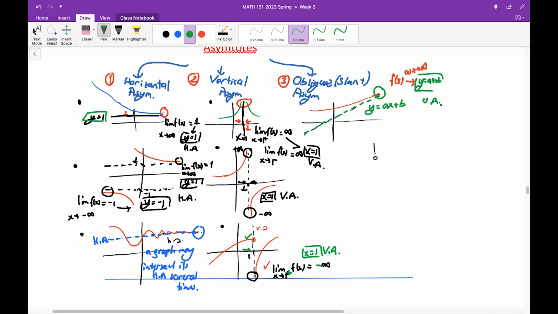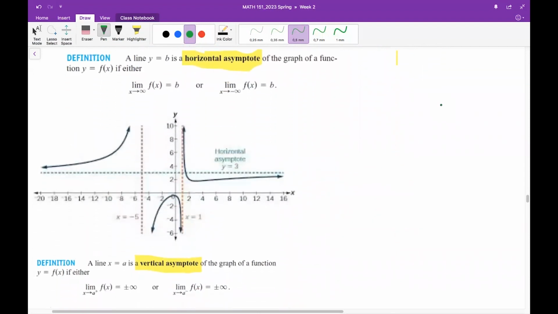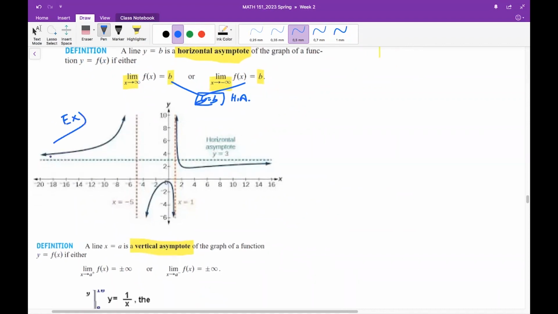Okay, this is a summary of 3 types of asymptotes very quickly. Now, let me show you formal definitions and some particular examples. Okay, horizontal asymptote, as we discussed, you will look at the limits as x goes to plus or minus infinity. And if you obtain some finite value b for the limit, then you call that horizontal line, y equals b, the horizontal asymptote. Here is the example of it.